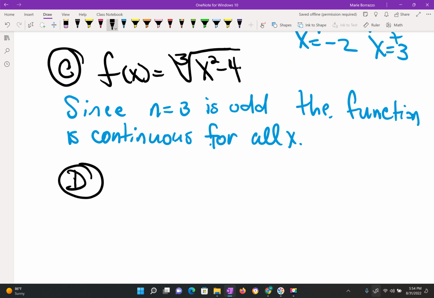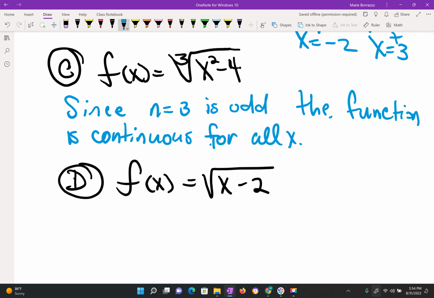So in example D, we have f of x is equal to the square root of x minus 2. What do you know about this function? Continuous on the positive numbers. Yeah, it has to be inclusive of [2, infinity). So the numbers have to be 2 or greater for it to be continuous.